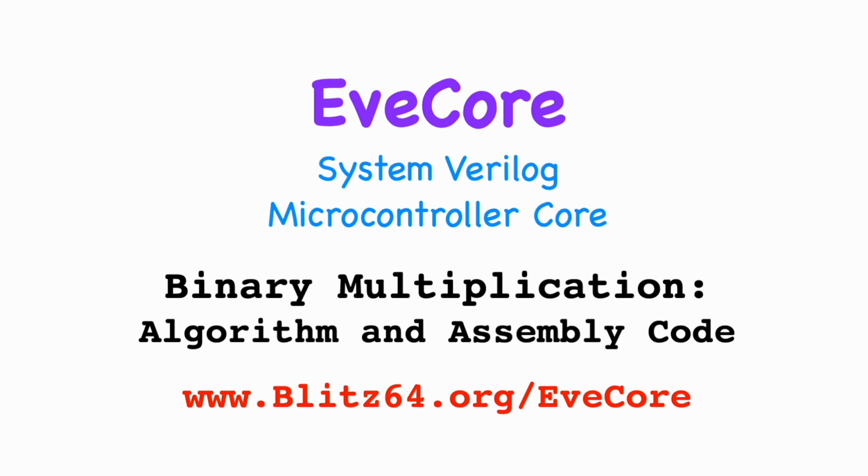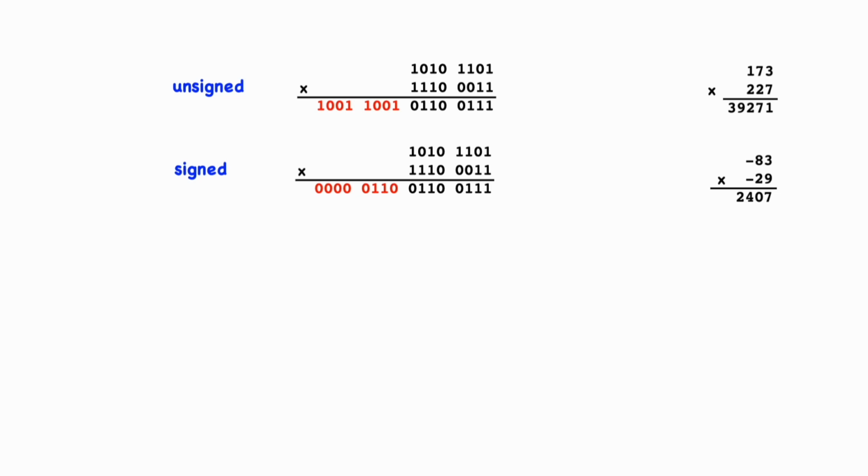First, I'll describe the algorithm to multiply two binary numbers, and then I'll show how we can turn that into an assembly code function that you can call whenever you need to multiply two numbers. In this video, we're going to be looking at 8-bit multiplication, but everything we say can be extended quite naturally to larger sizes like 16 bits, 32 bits, or 64 bits.